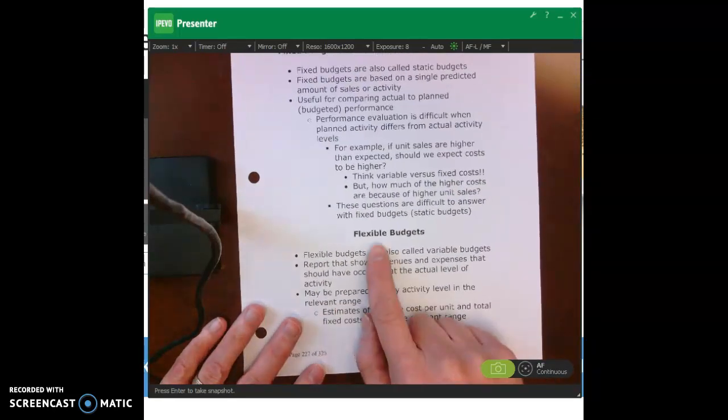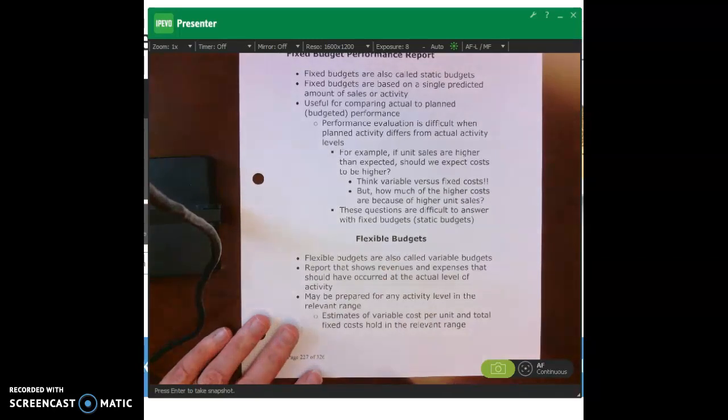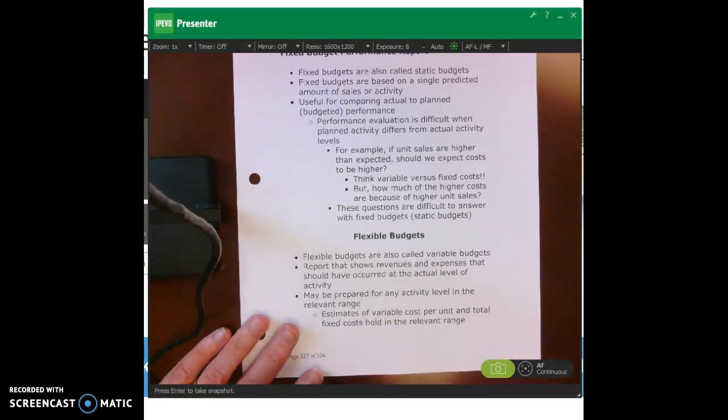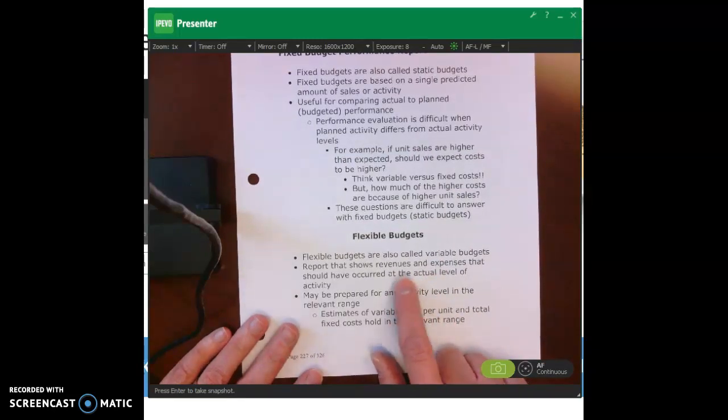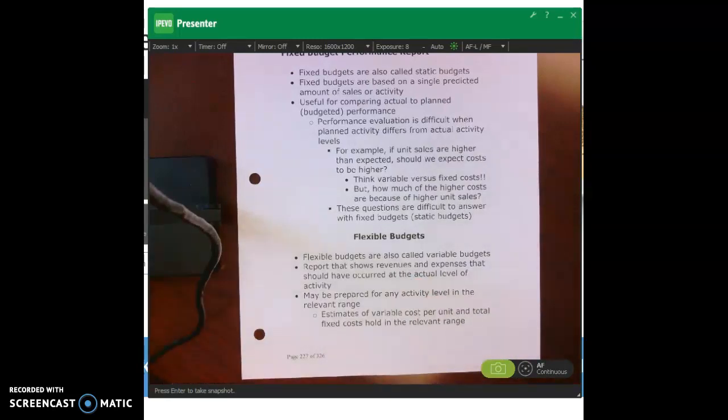The other way we can look at it is called a flexible budget. This would also be called a variable budget, and it shows revenues and expenses that should have occurred at the actual level of activity. This is a better way of looking at it in a lot of ways. Let's go back to that scenario. We made 110,000 bottles of soda. We only thought we were going to make 100,000. There are some costs, such as ingredients costs and labor costs, that would be naturally higher simply because we made more bottles of soda. All right?